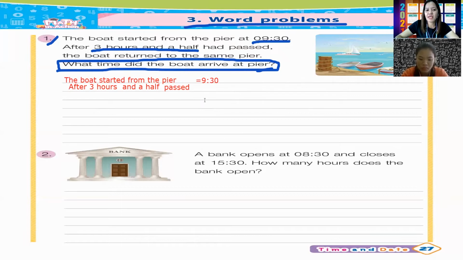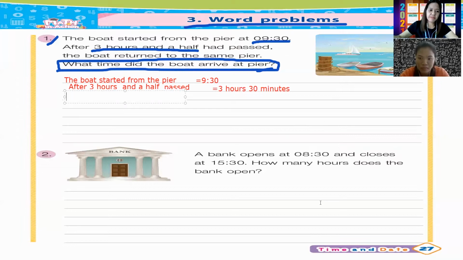Okay, so what is 3 hours and a half? If you're going to compute it, remember, 1 hour is equal to 60 what? 60 minutes. Yes. So we will write here 3 hours and a half. What is half of 1 hour? That is 30 minutes. Yes, 3 hours, 30 minutes. Please write this. This is how you compute it.